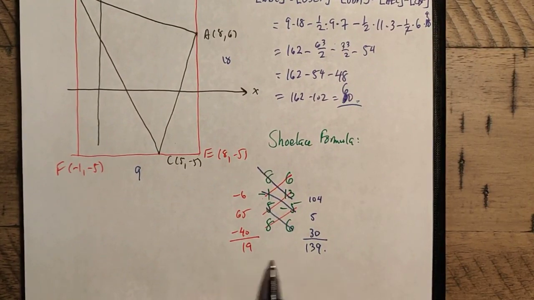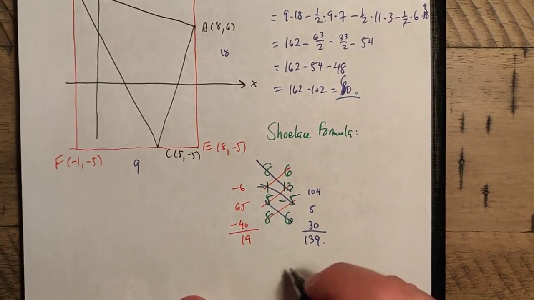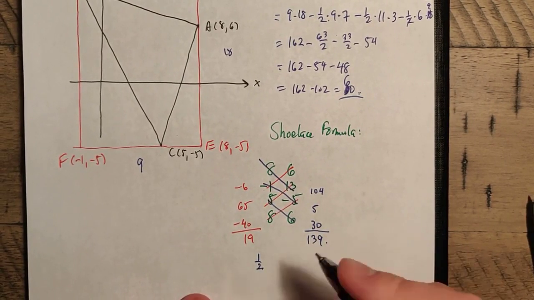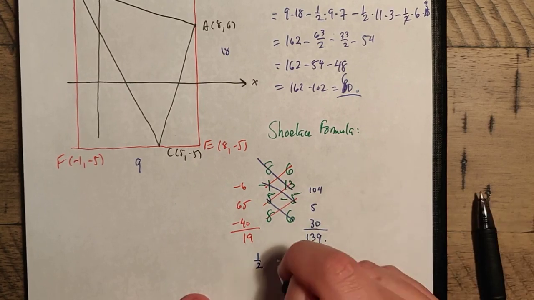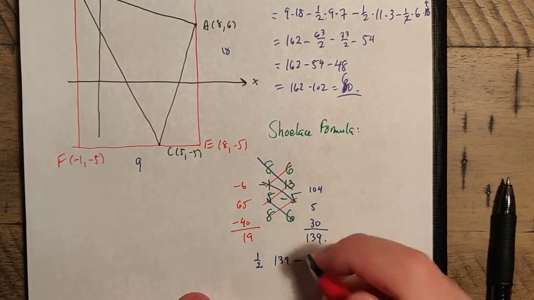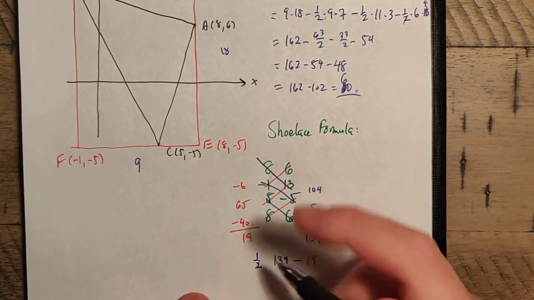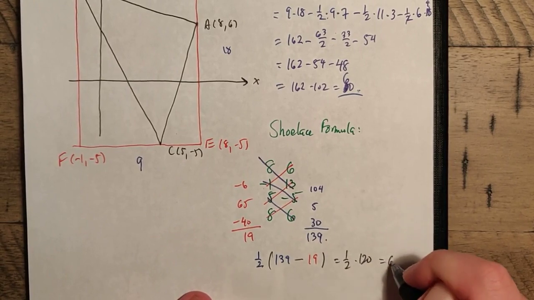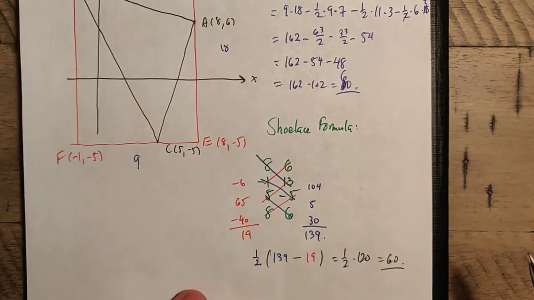So now we can see what's going on here. The last thing we're going to do is take half the difference between these. So it's going to be half the difference between 139 and 139 minus 19. So we take half that difference. It's going to be 1/2 of 120, which is 60, and that matches what we had up there.